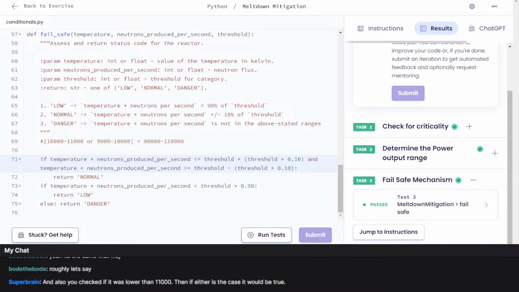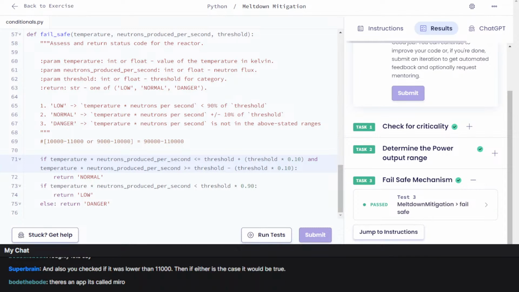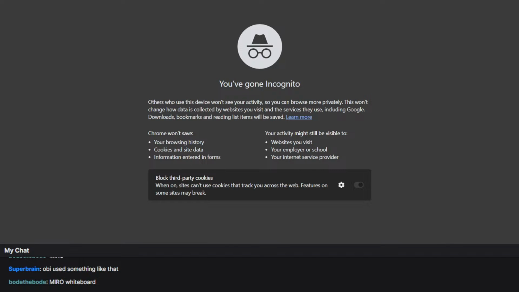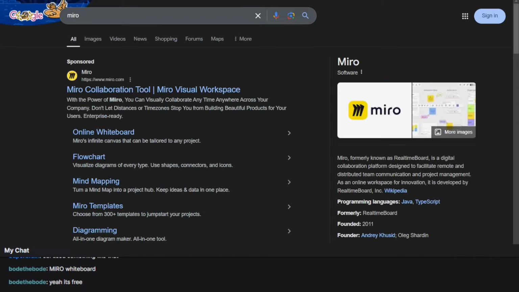Superbrain says, and also you checked if it was lower than 11,000. Then if either is the case it would be true. Oh, wait, oh. Okay, I need to keep thinking about it.